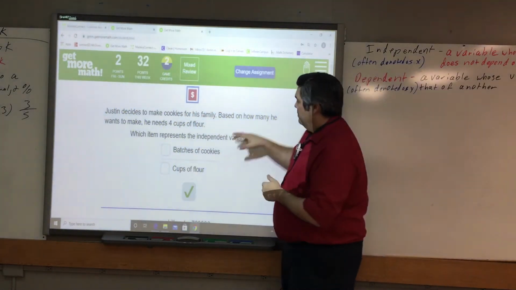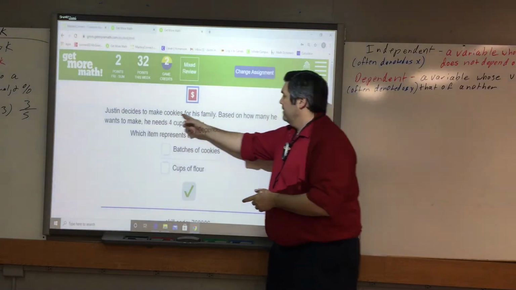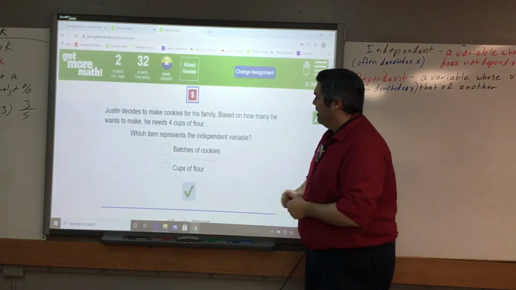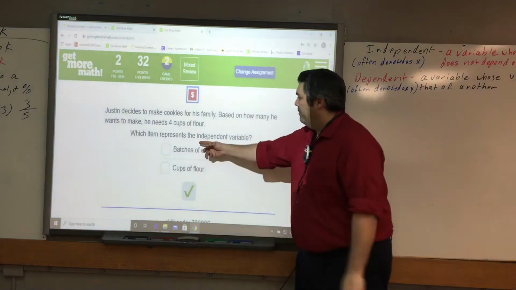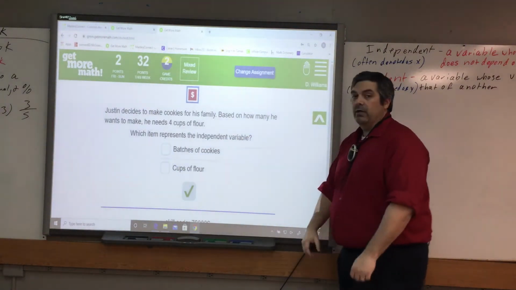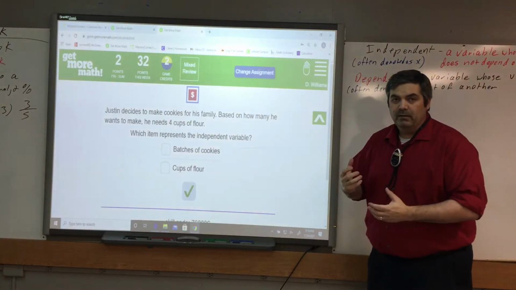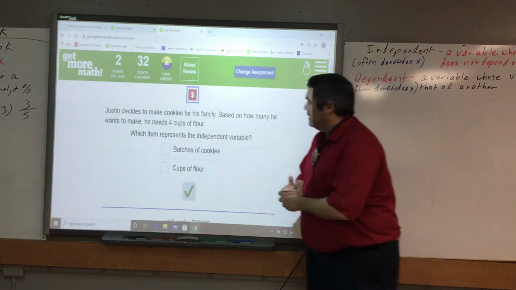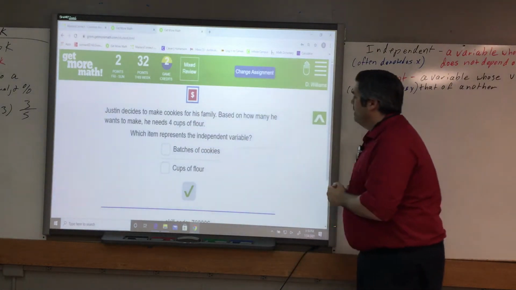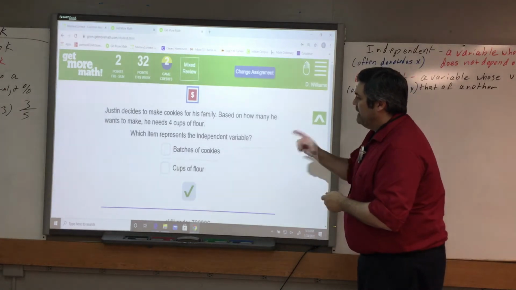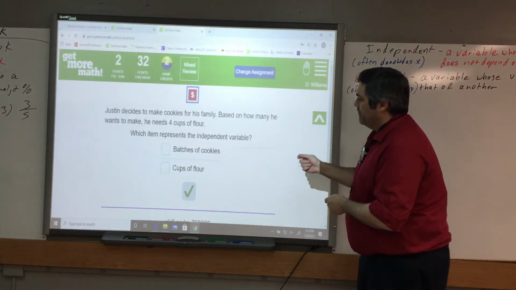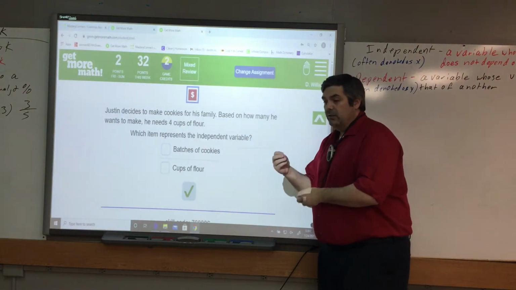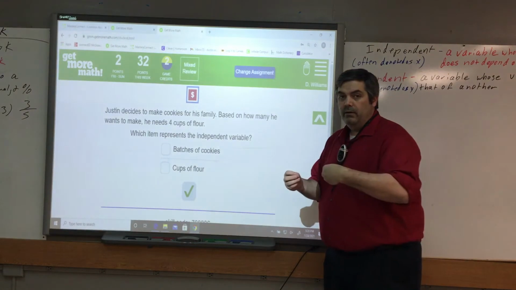Justin decides to make cookies for his family. Based on how many he wants to make, he needs 4 cups of flour. Which item represents the independent variable? Which one stands by itself? Which one changes the other? That's what we're looking for. So he decides to make cookies for his family. Based on how many he wants to make, he needs 4 cups of flour. The number of batches of cookies he makes changes how many cups of flour he needs.